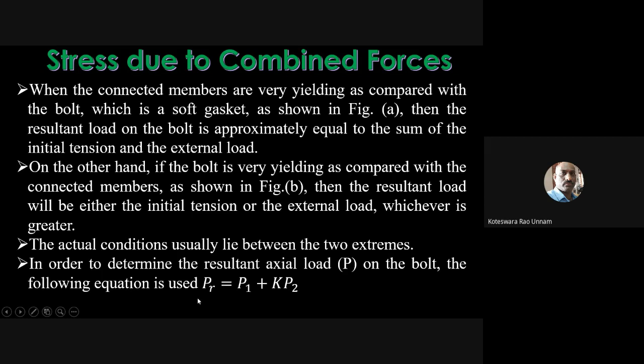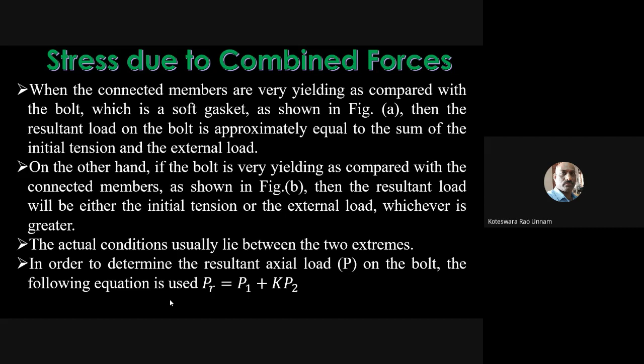The resultant load on the bolt, denoted by PR, is equal to P1, where P1 is the load due to initial tension. That is because of tightening, whatever initial tension is there in the bolt. We know that if it is a fluid tight joint, P1 is 2840 times the nominal diameter D. If the joint is not fluid tight, P1 is half of that, 1420D. So P1 is already known to us.